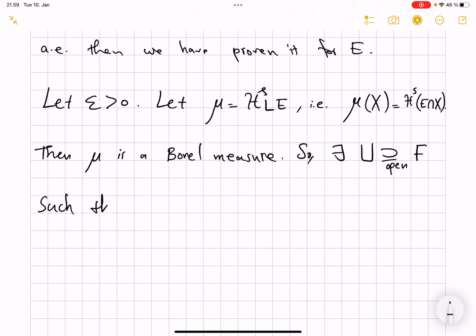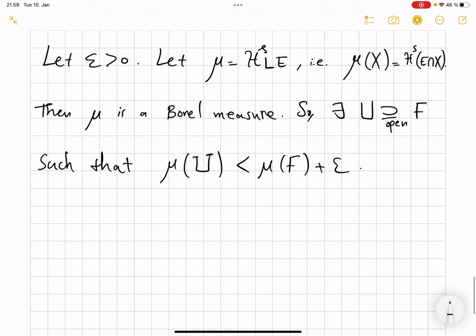such that the measure is actually pretty close. So that means we can estimate the measure of any set by open sets larger than that. So U is bigger than F, but its measure is not much bigger than that of F, up to this epsilon. So for every epsilon, we have an open set which estimates F in measure.